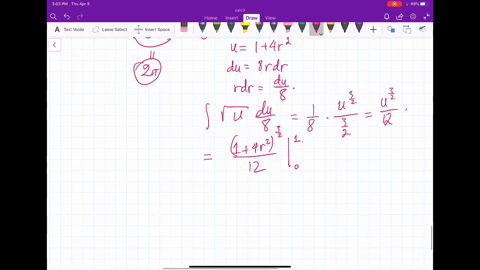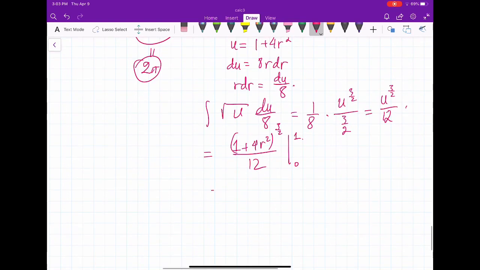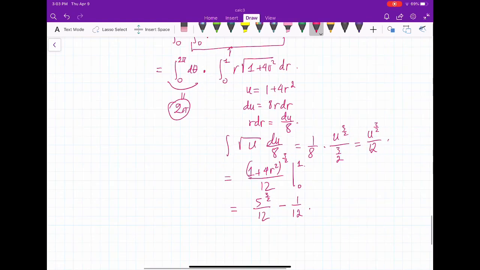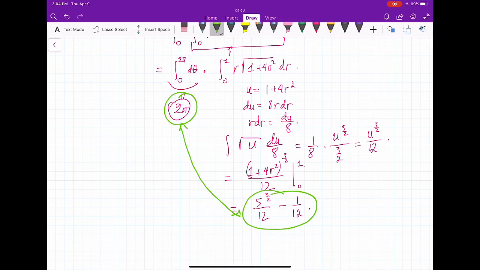Now you just plug 0 and 1 into this function, and at 1 you get 5 to the 3 over 2 over 12, and at 0 you get 1 over 12. Overall, you put this and this together, you multiply them, you get the answer. That is pi times (5 square root of 5 minus 1) over 6, which is approximately equal to 5.33.